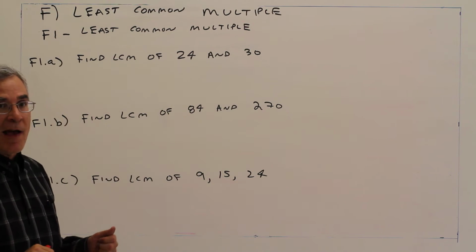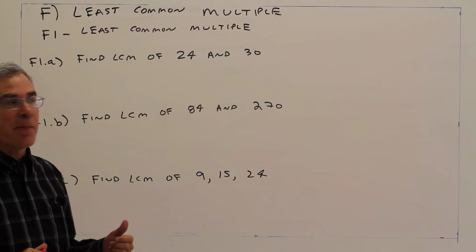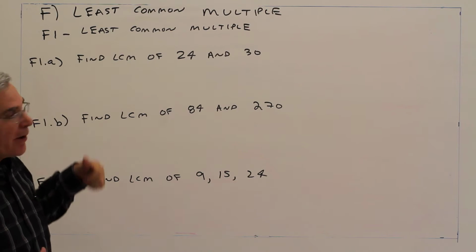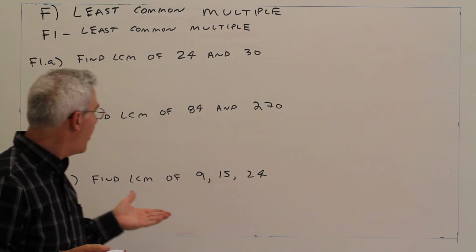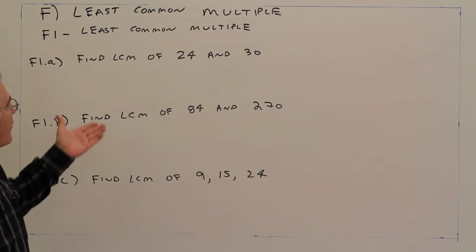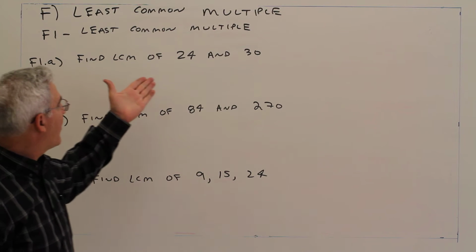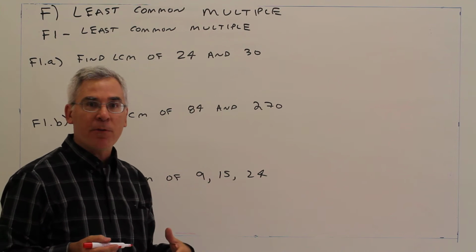Okay, we're on our next topic, topic F, the least common multiple. This first video is just about the least common multiple. We've got 3 problems. First problem, find the least common multiple of 24 and 30.